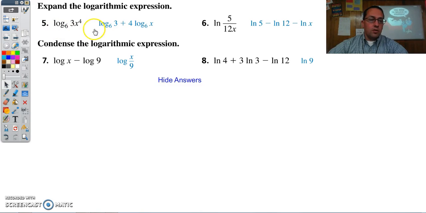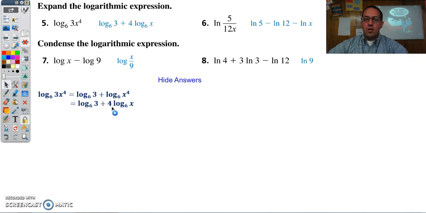All right, so number 5, first we need to break up this multiplication, so product property. So log base 6 of 3 plus log base 6 of x to the 4th. Now we need to split up these exponents, this x to the 4th, and the power comes to the front. Remember, it just goes to the front of that one term, not to the front of the whole thing.